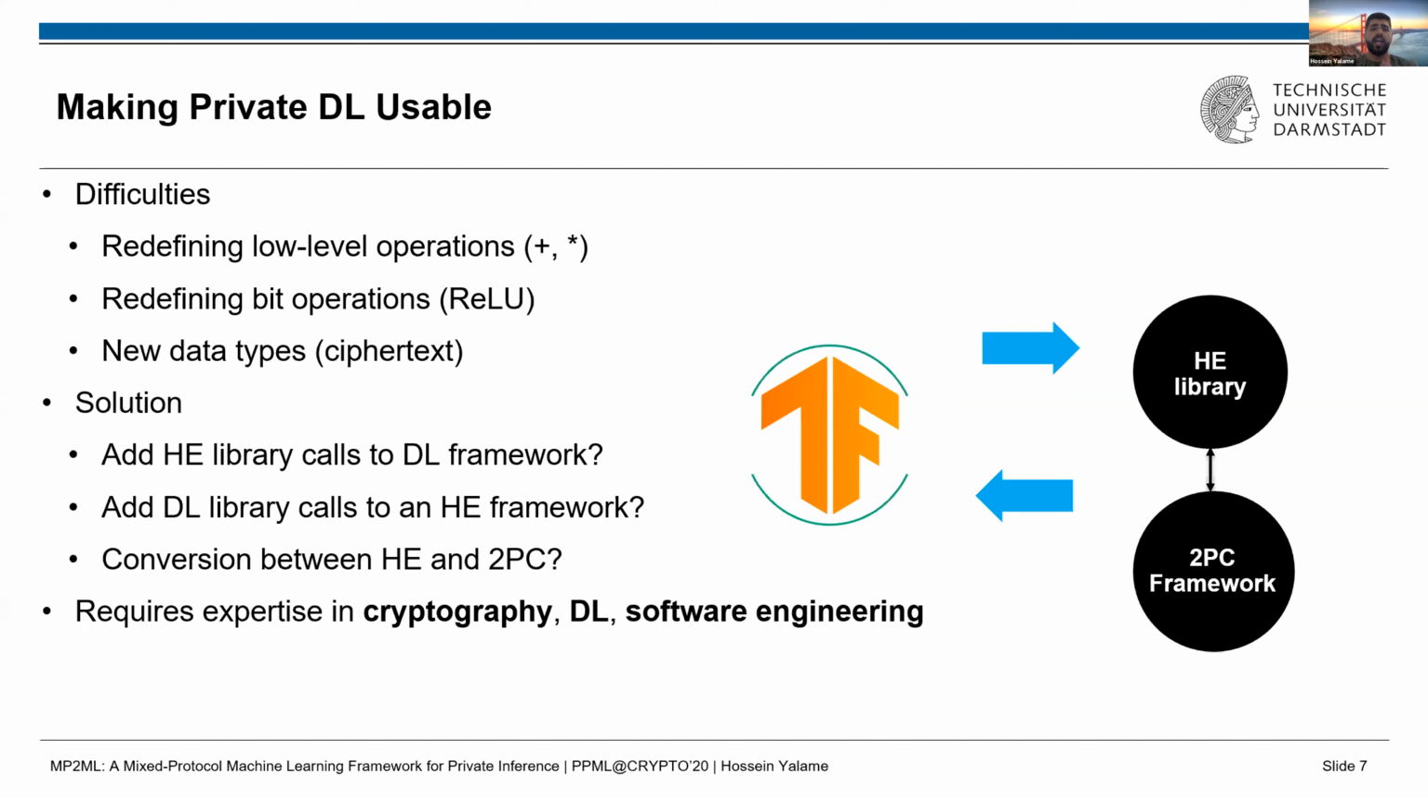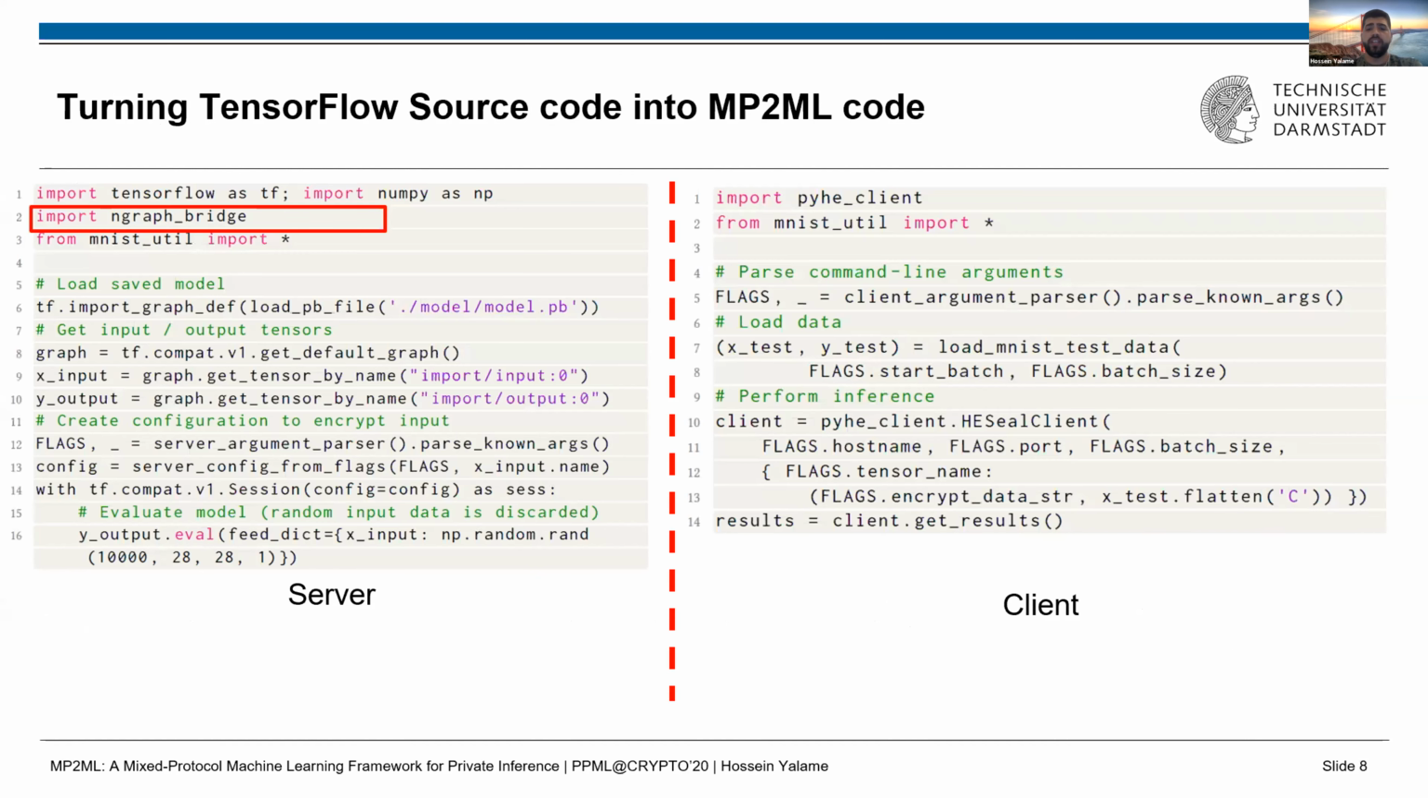But using MP2ML, it's incredibly easy to use private DL. Thanks to the nGraph-TensorFlow bridge, you just have to add a single import line to your Python TensorFlow code. Here we have the source code for a server and client to execute a pre-trained CryptoNets ReLU model in MP2ML. The only difference to native TensorFlow code is the import line. And this makes it extremely easy to use for data scientists.